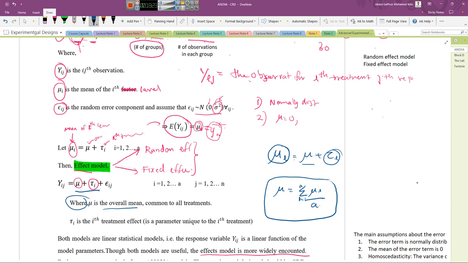Here tau I is the ith treatment effect. This is a parameter unique to the ith treatment, which means mu 1 corresponds to the first treatment, mu 10 corresponds to the 10th treatment, and mu I corresponds to the ith treatment. For each and every treatment we will have a different mu I and tau I, but mu is common for all these treatments.